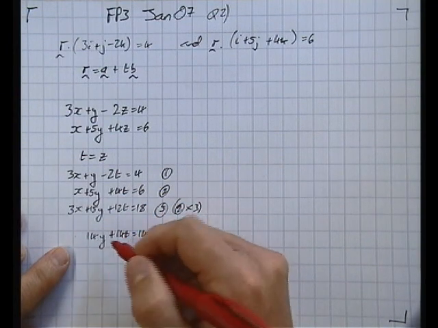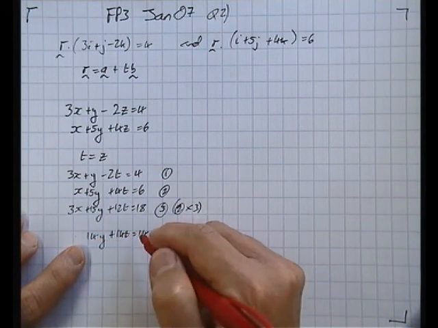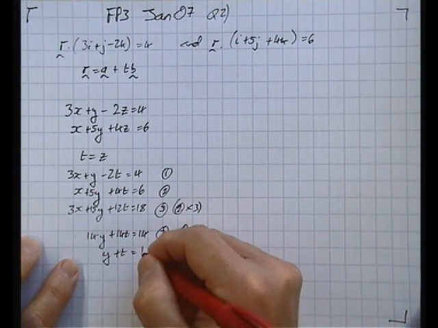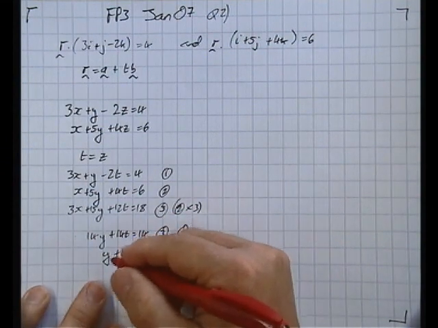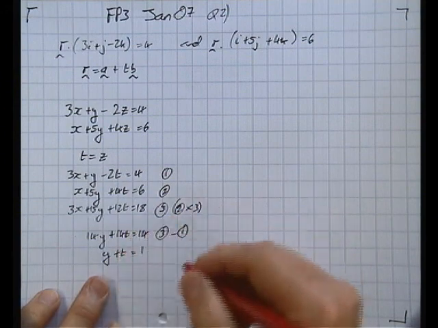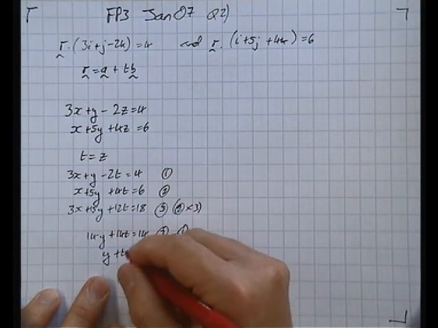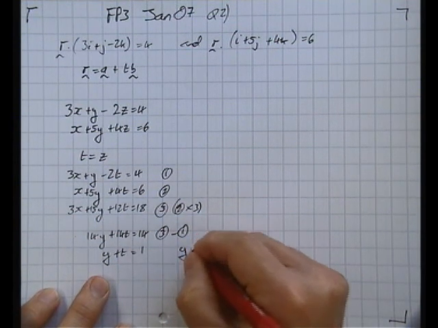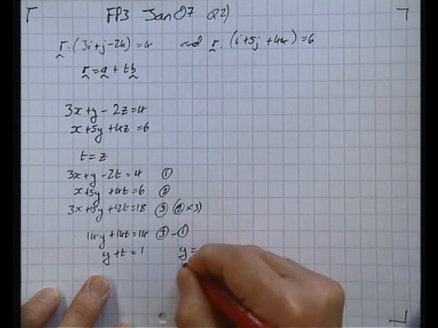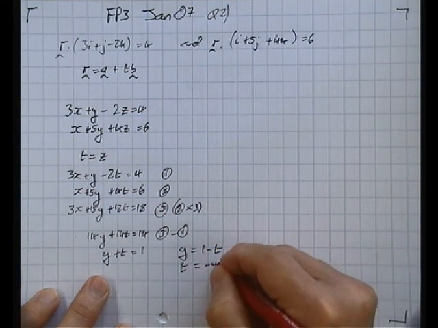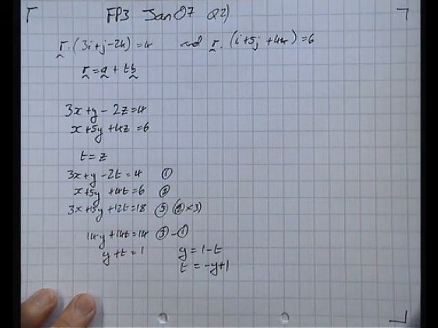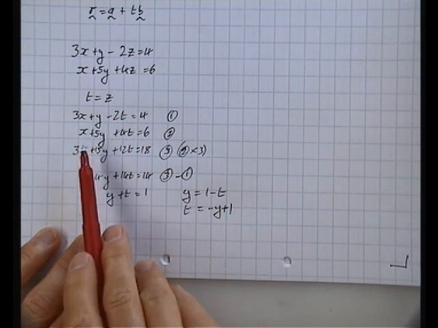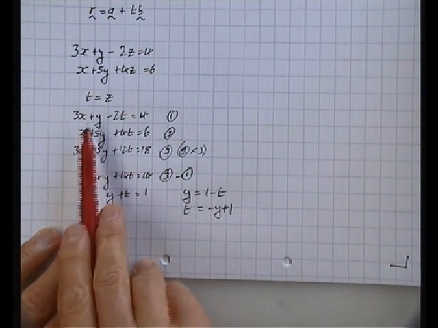First thing we can see is we can quite easily divide through by 14 here and get y + t = 1. Now, we'll be using this in two different ways. At some point we're going to need y as the subject, and then t as the subject. So I'm going to write both of those over here: y = 1 - t, and t = -y + 1. Now that I've got that, time to substitute it back into one of these equations up here. I'm just going to substitute it back into equation 1.